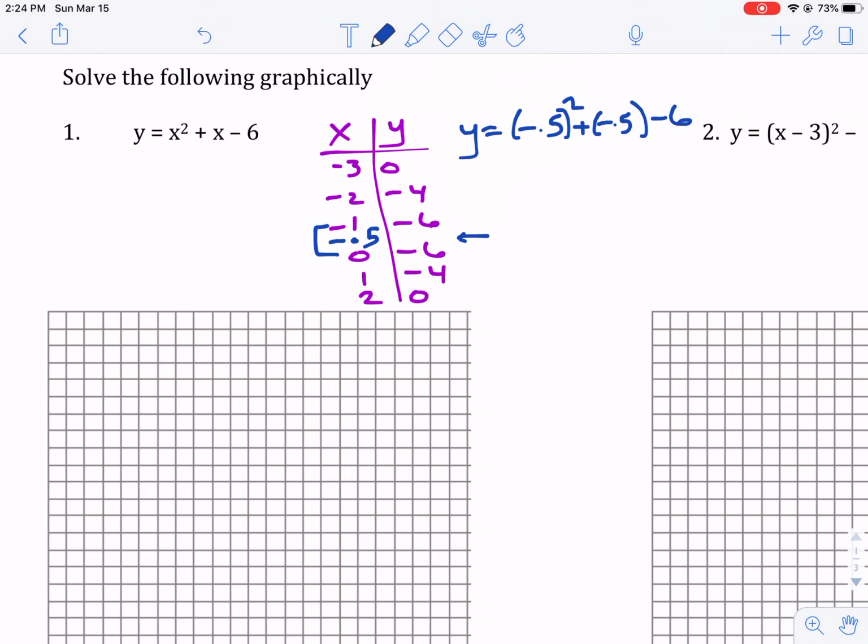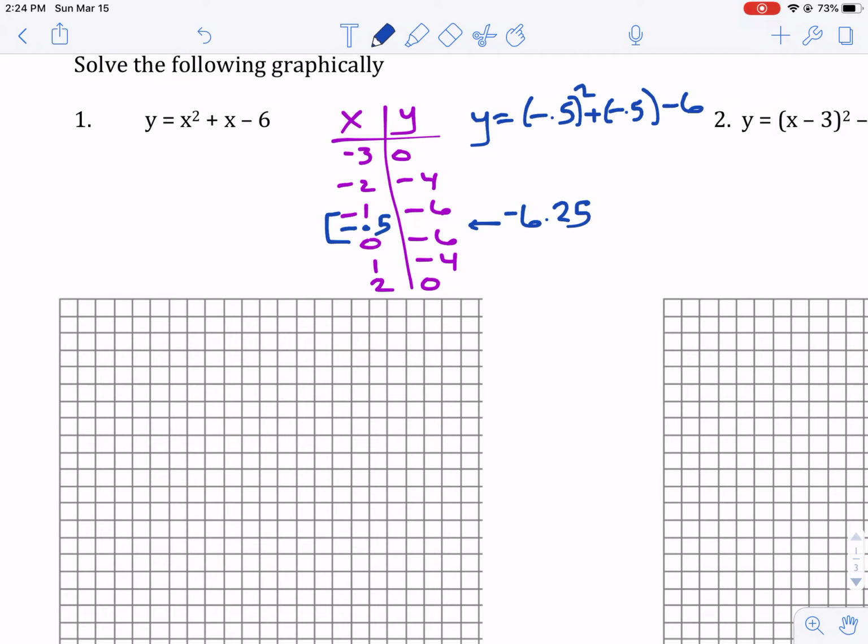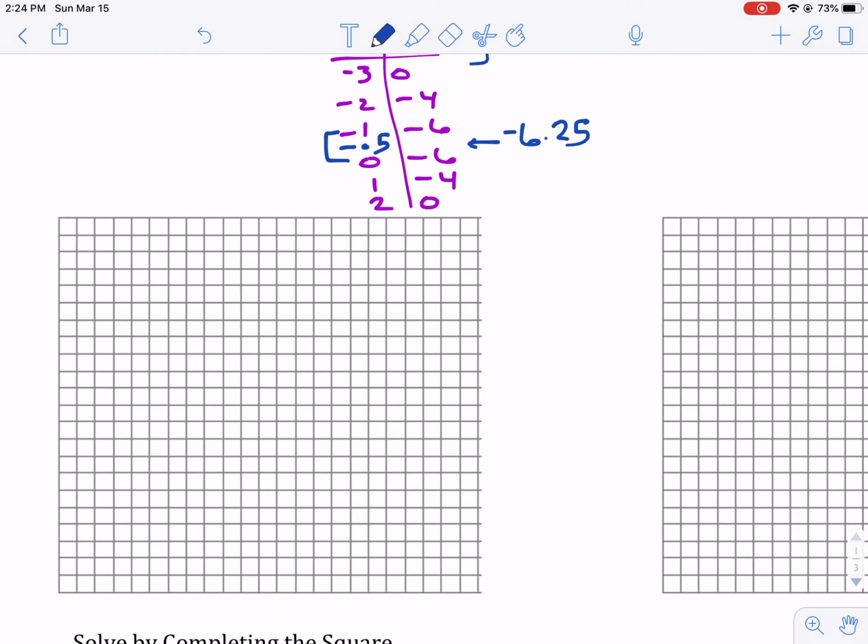Now, most likely, the vertex has absolutely nothing to do with my roots. So why am I wasting my time finding it? Because it says solve graphically. And in order to solve graphically, I have to draw the graph. And in order to draw an appropriate graph, I must have the vertex on it. And if I don't, then I am going to get marked points off for having an incomplete graph. So when I plug in the -0.5 into the equation, I get -6.25. So now I know my vertex and I can graph a good graph.